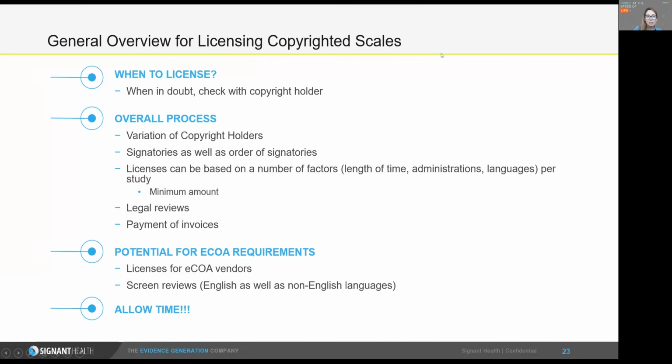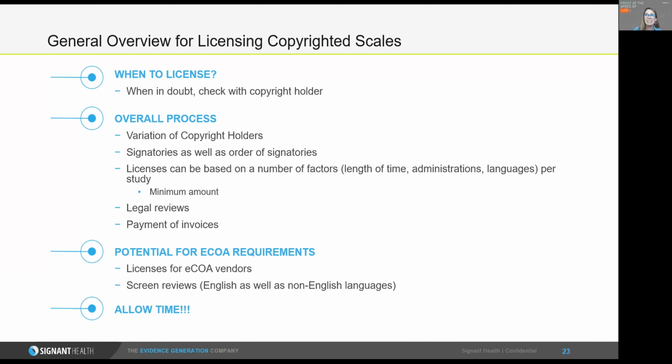So getting into just the general overall for licensing of copyrighted scales. When do you license? I know we're talking a lot about ECOA and electronic implementation, but we still do have plenty of times where paper administration is used as well. Sometimes there are paper scales actually available for purchase on copyright holders' website. If you're not sure if you need to have a license for these paper scales, if you're using paper, of course, when in doubt, check with the copyright holder. I can say this over and over again too. If you have questions with scales, check with your copyright holder.